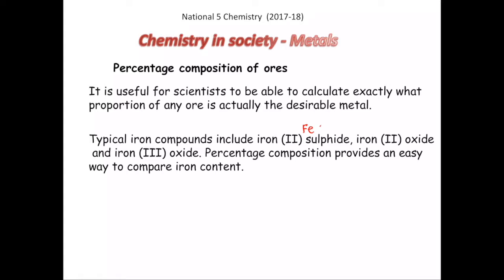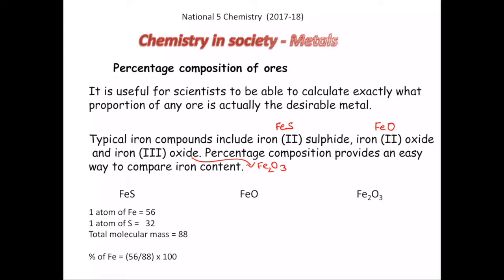So typically, giving you an example of iron, which exists in various ores like iron sulfide, which could be written as FeS, iron oxide, which is written as FeO, and iron 3 oxide, which is written as Fe2O3. We will try and calculate the percentage composition and see which is the best quality of iron ore from where we can extract maximum iron. This will provide an easy way to compare the iron content and thus to decide which will be the most economical ore to go with.